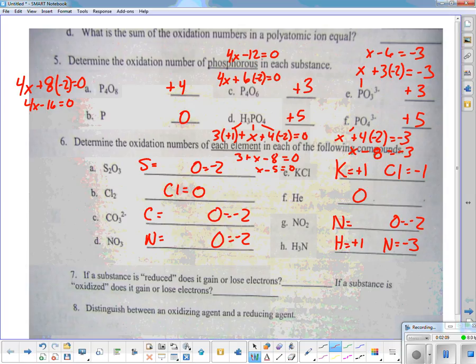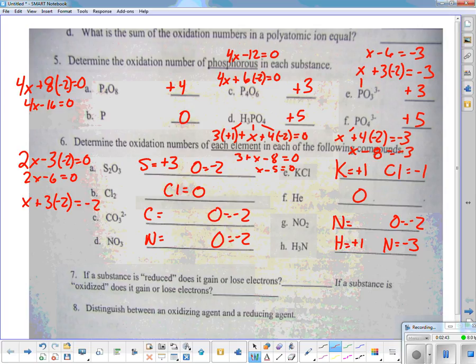And we're going to set up again the algebra equation to figure it out. So I have 2 sulfurs, so 2x minus 3 oxygens, 3 times -2 equals 0. Well, 2x minus 6 equals 0. 2 times what is 6? 3. So this has to be a +3. Going with CO3 now, we've got unknown plus 3 times -2 equals a -2 this time. It doesn't equal 0 because it has a charge.